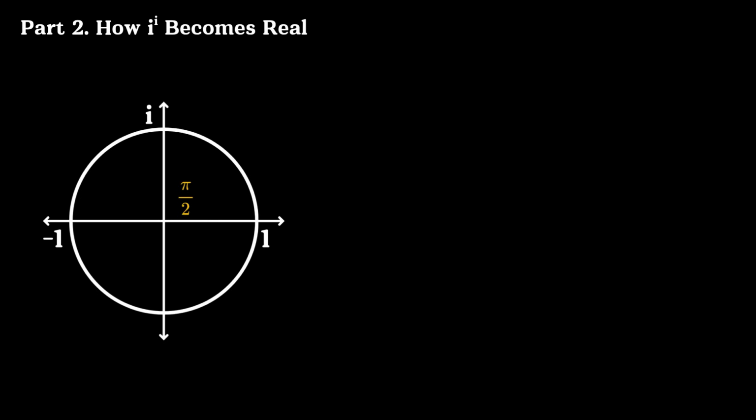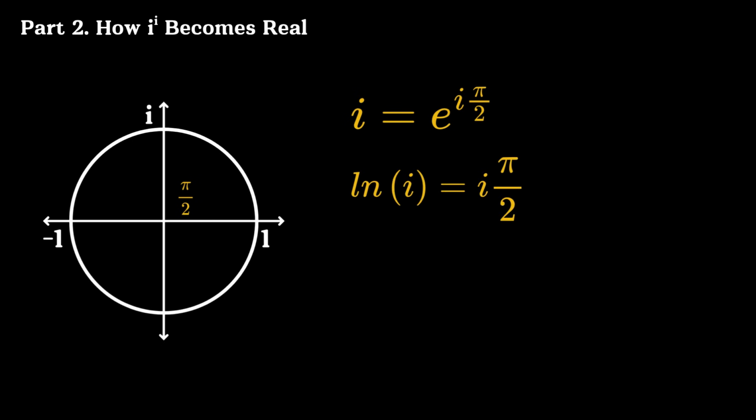Now that i is our 90-degree rotation operator, let's tackle i to the i. On the complex plane, i lies on the unit circle at a 90-degree angle. That means it has magnitude 1 and angle pi over 2. In polar form, we can write i equals e to the power i times pi over 2. So the natural log of i equals i times pi over 2. Next comes the key power rule.